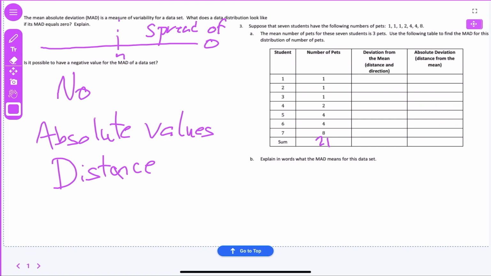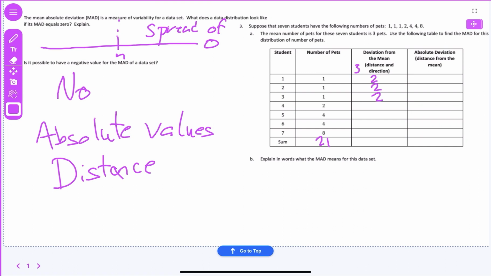Now, the mean was what? 3. So I'm going to write that up here in this little box. And I'm going to say, how far away was this? To go from 3 to 1 would be 2. But it would be what? We would say 3 minus 1 is 2. 3 minus 1 is 2. 3 minus 1 is 2.